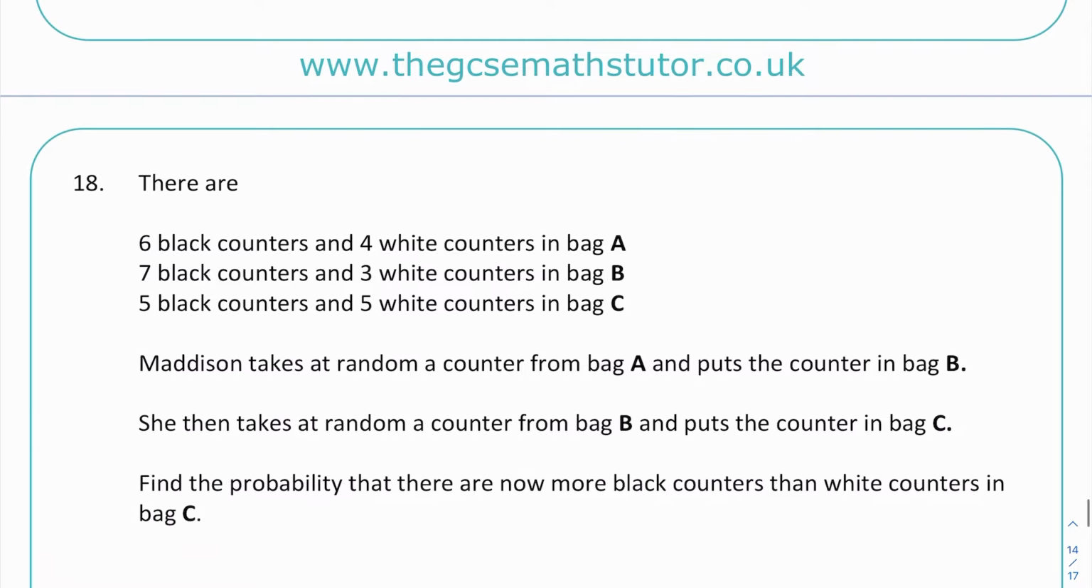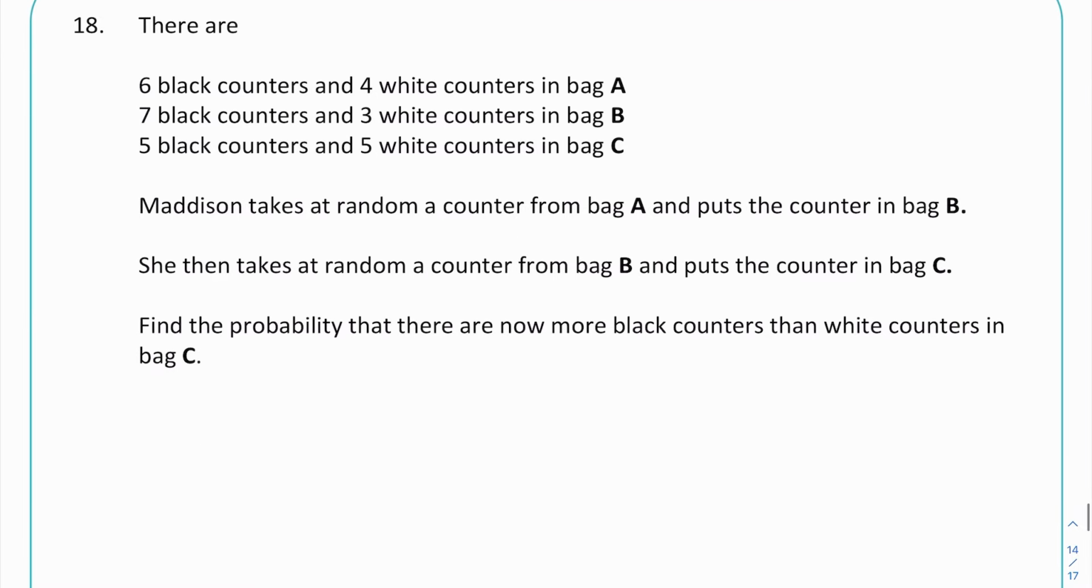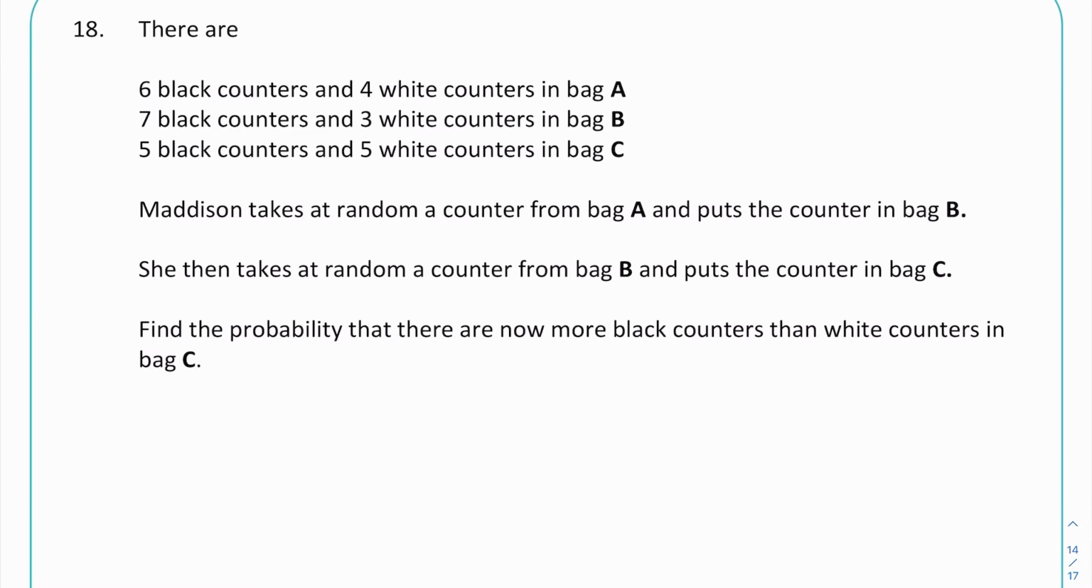Okay, so graph transformation's done. On to our next question. Okay, so this question says that there are 6 black counters and 4 white counters in bag A, 7 black counters and 3 white counters in bag B, and then 5 black and 5 white in bag C.